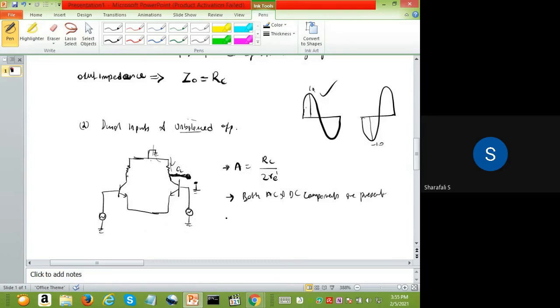Here the input impedance will not change. Okay, and the first one we have already taken. Output is taken from E2 with respect to ground. So these are the important points in this dual input and unbalanced output.